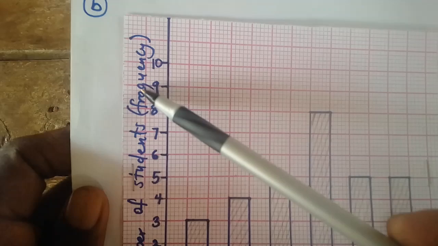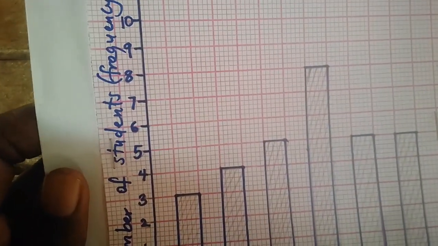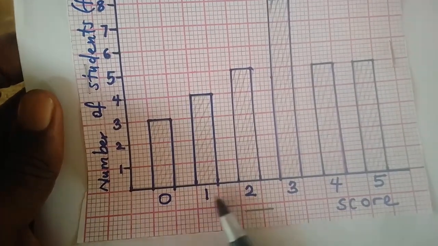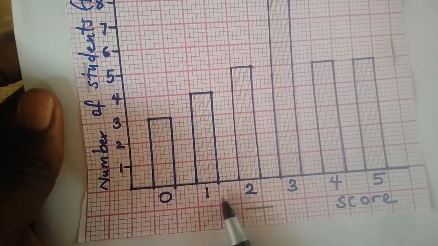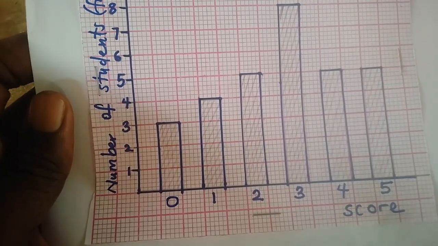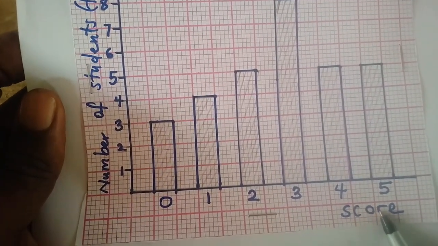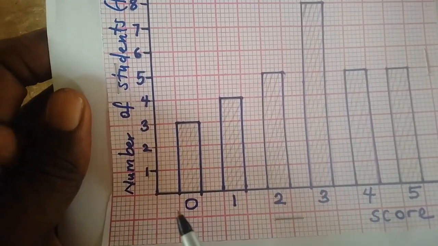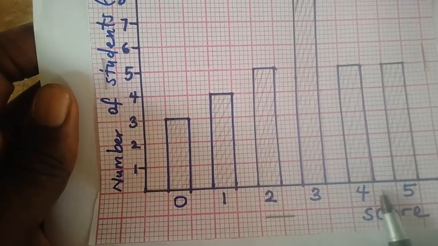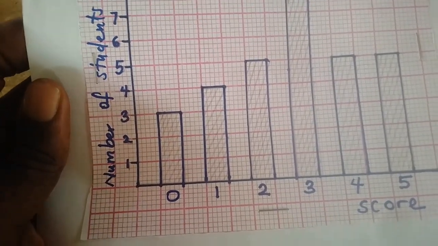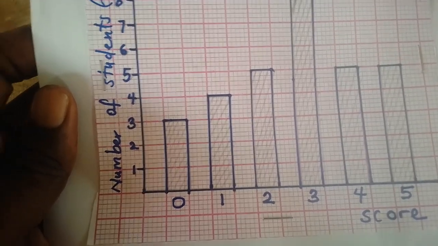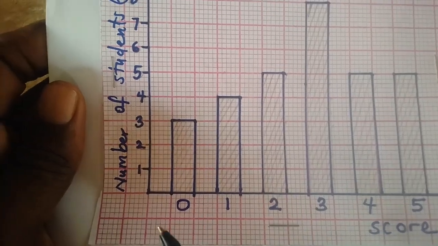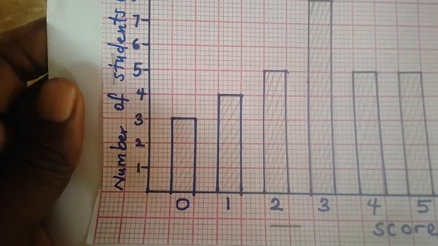On the vertical axis, we have the frequency of the students. Then on the horizontal axis, you put what you are representing. Maybe you are representing the scores of the students, so some scored 0, 1, 2, 3, 4, 5. You should also bear in mind that when you are drawing your bar chart, the bars are rectangular and have spaces in between them.